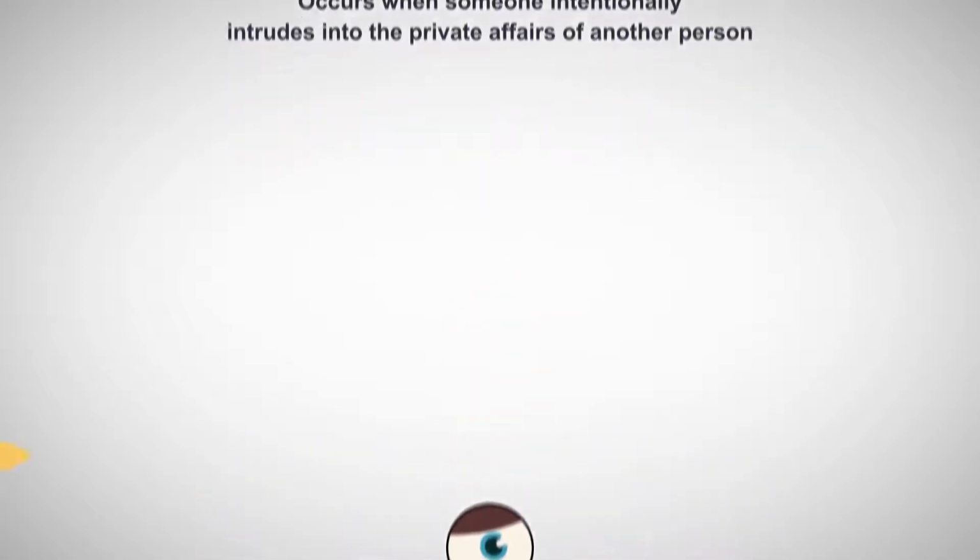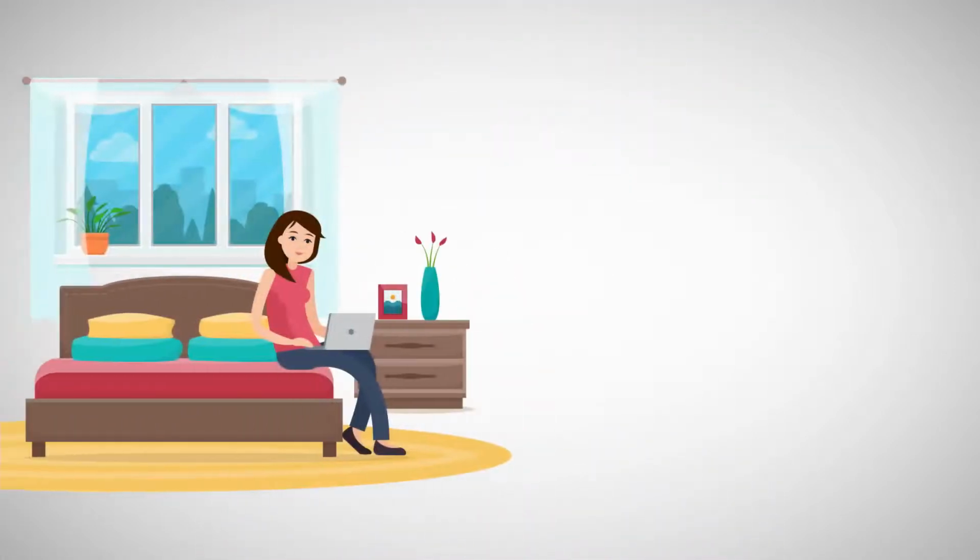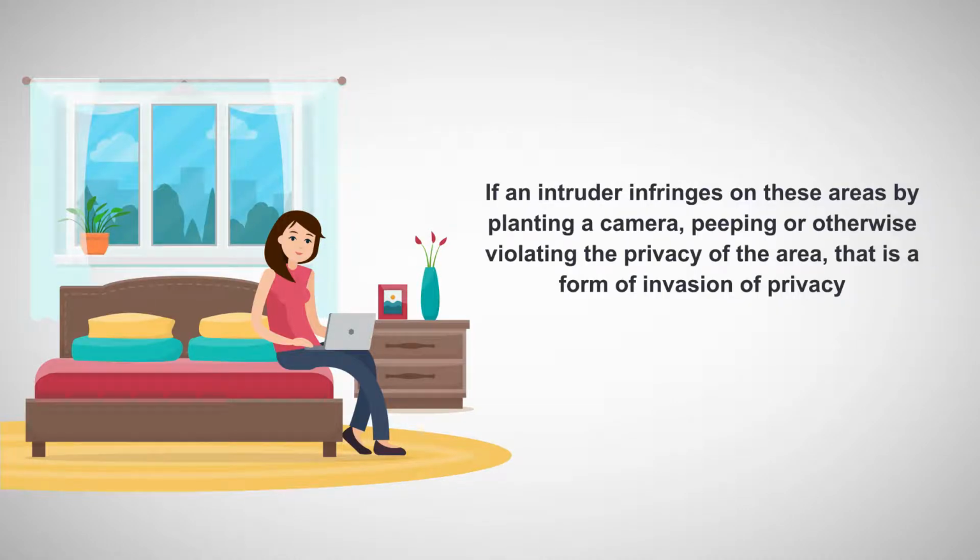The most straightforward case is when the victim is in a private location, such as a private home or hotel room. If an intruder infringes on these areas by planting a camera, peeping, or otherwise violating the privacy of the area, that is a form of invasion of privacy.